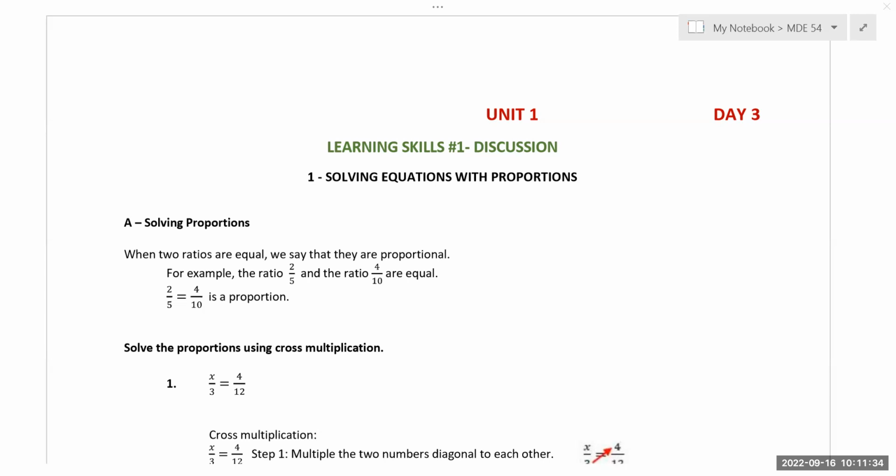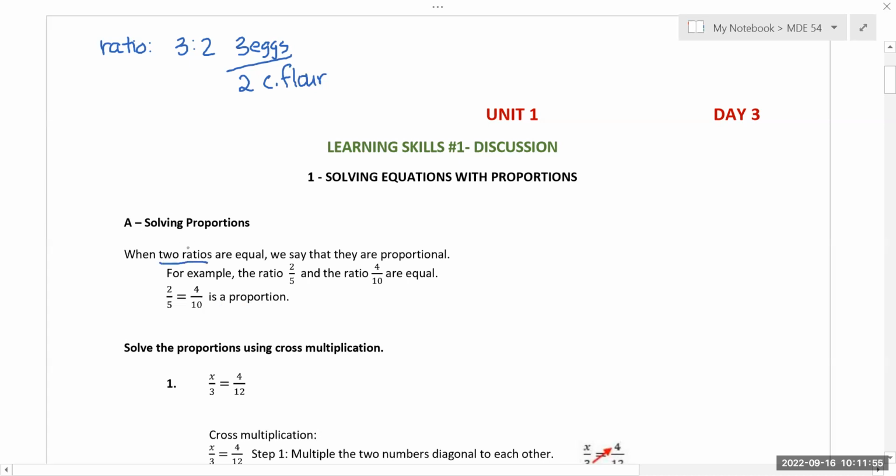Now, what is a proportion? So to start with, a ratio is some number to some number. 3 eggs to 2 cups of flour, for example, and it can be written as a fraction. So when you have two ratios that you set equal to each other, that's a proportion. And they're going to equal the same thing, just different ways of saying it. Like 2/5 is the same as 4/10. You've just doubled that recipe or doubled that ratio.